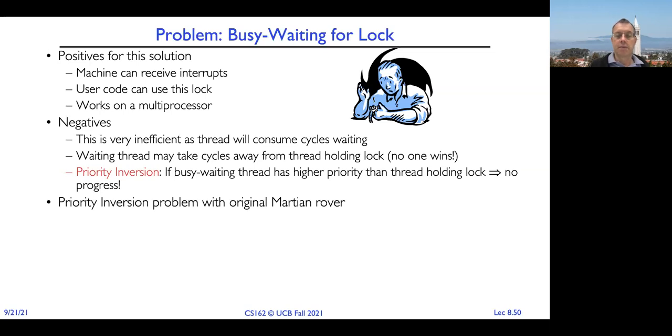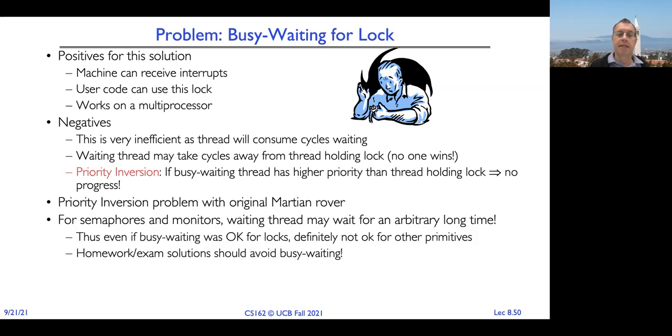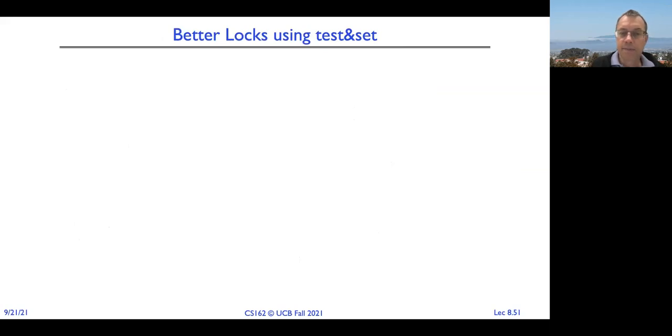So this is priority inversion. And this happened in many cases. So that's the problem, right? And so we really don't want this busy waiting, we need to find another solution. And in general, when you have a homework problem or exam question, unless otherwise specified, you should avoid busy waiting. Okay.